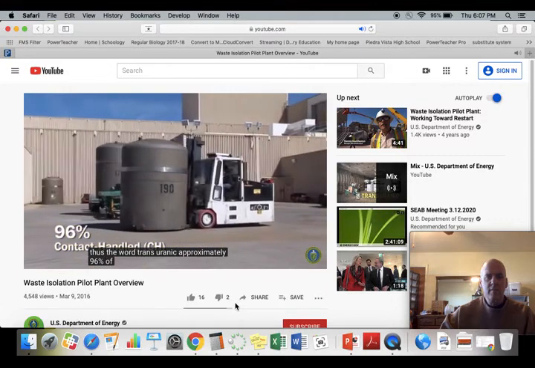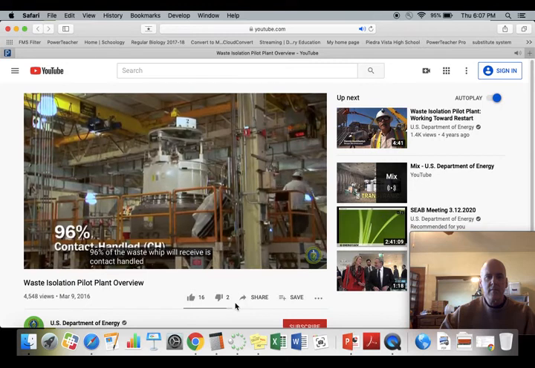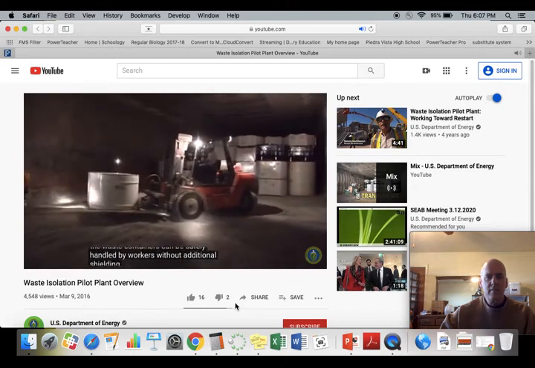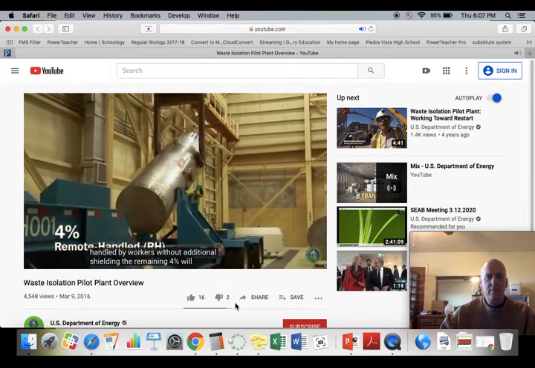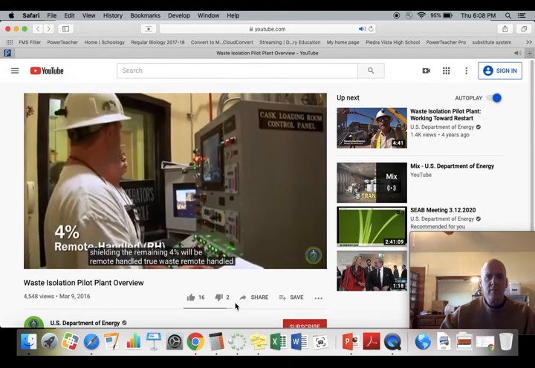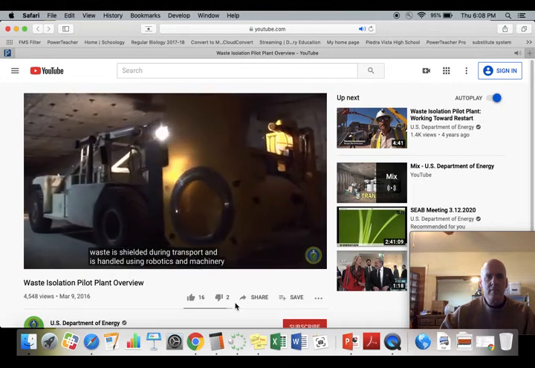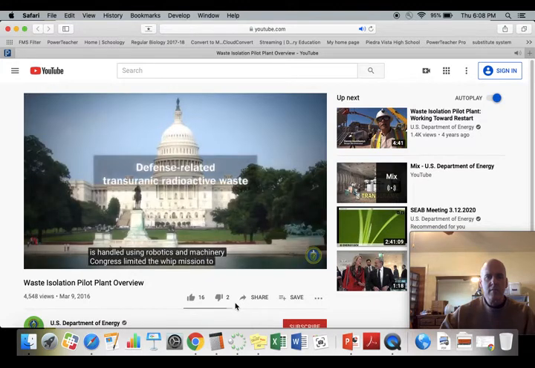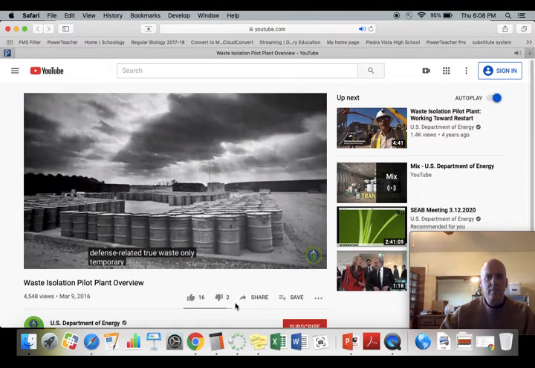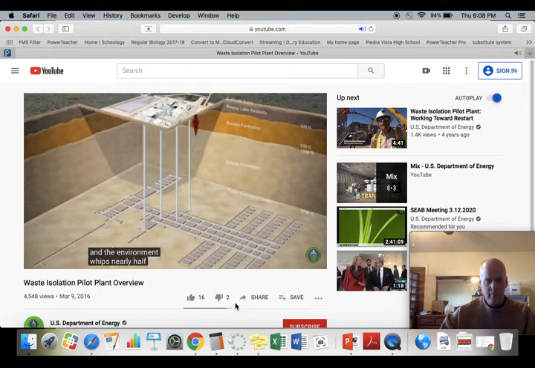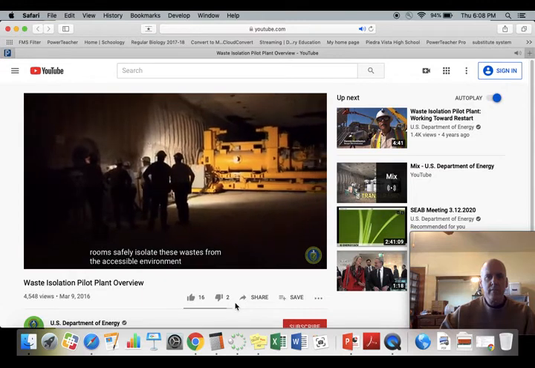Approximately 96% of the waste WIPP will receive is contact-handled TRU waste, meaning that the waste containers can be safely handled by workers without additional shielding. The remaining 4% will be remote-handled TRU waste. Remote-handled waste is shielded during transport and is handled using robotics and machinery. Congress limited the WIPP mission to defense-related TRU waste only. Temporary, above-ground storage of TRU waste poses long-term risks to health and the environment. WIPP's nearly half-mile-deep disposal rooms safely isolate these wastes from the accessible environment.